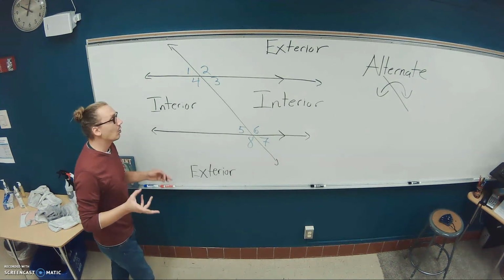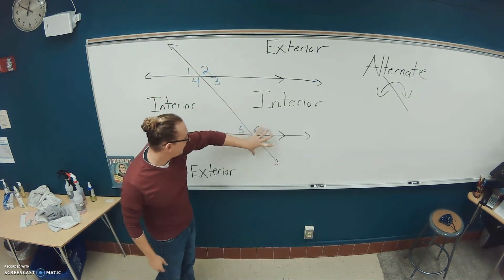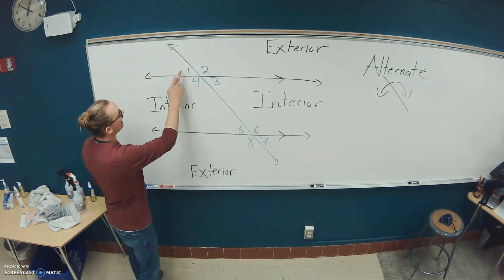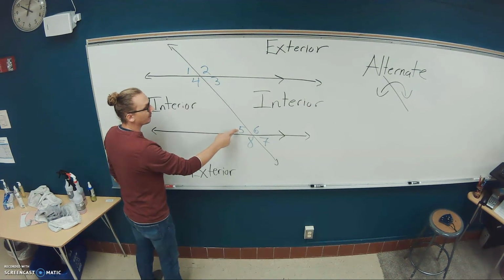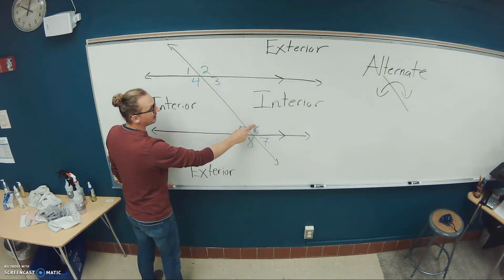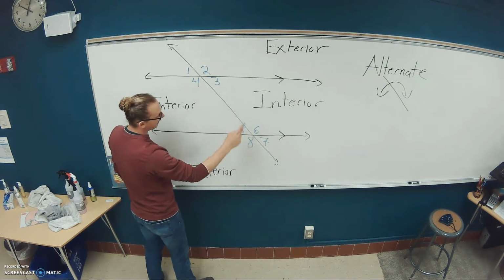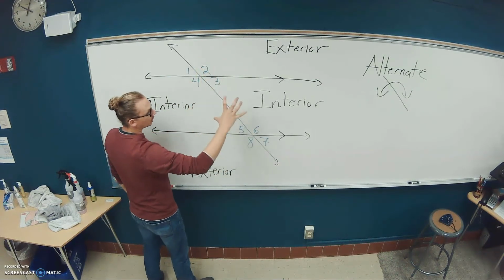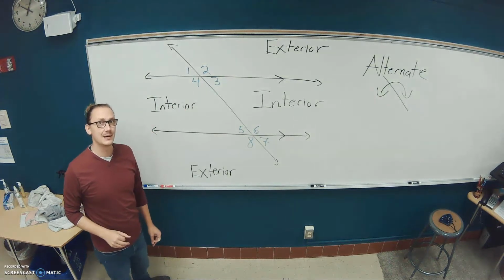Okay? So, because all of these angles match up with all of these angles, we've got a whole bunch of congruencies here. For example, angle 1 and angle 5 are congruent. We've got angle 2 and angle 6 will be congruent. Angle 3 and angle 7 are congruent. 4 and 8. Okay? So the angles up here are all congruent to the angles down here. Okay? As long as they're in the same side.